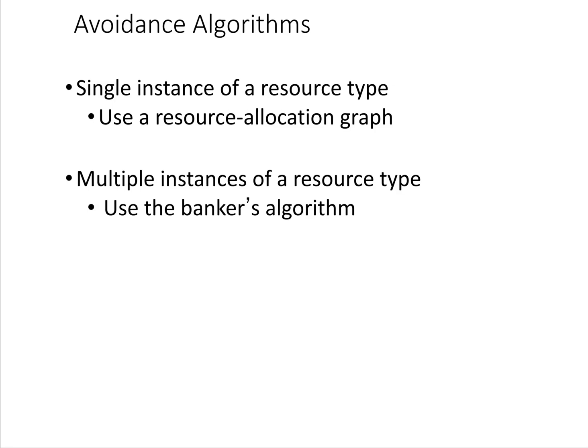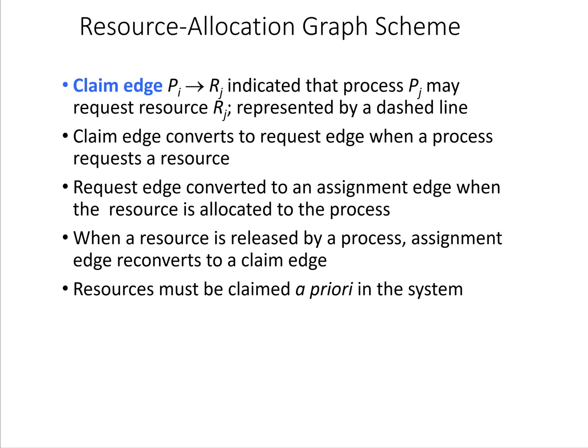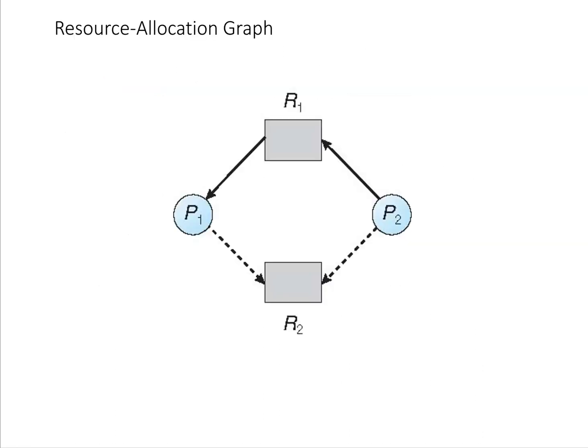Some avoidance algorithms are: single instance of a resource type, which uses a resource allocation graph; and multiple instances of a resource type, where one approach is the Banker's algorithm. In a resource allocation scheme, we have a claim edge indicating that process Pj may request resource Rj. The claim edge converts to a request edge when a process requests a resource. The request edge is converted to an assignment edge when the resource is allocated. And when it's released, the assignment edge reconverts to a claim edge. But you have to claim the resources ahead of time.